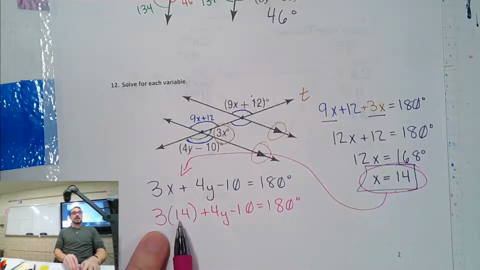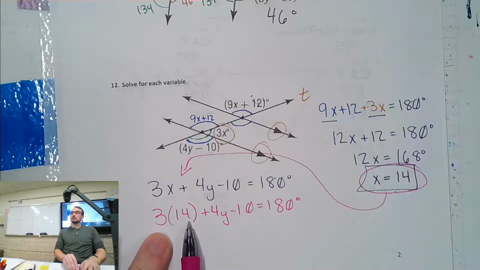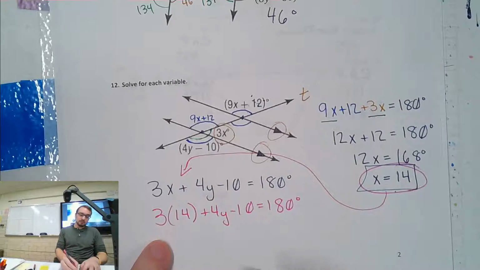Let's do 3 times 10. What's that? 30. What's 3 times 4? 12. What's 30 plus 12? 42.